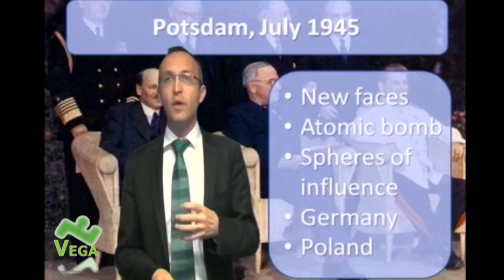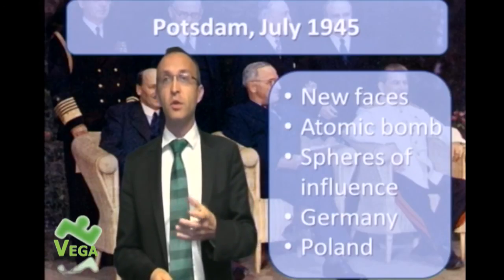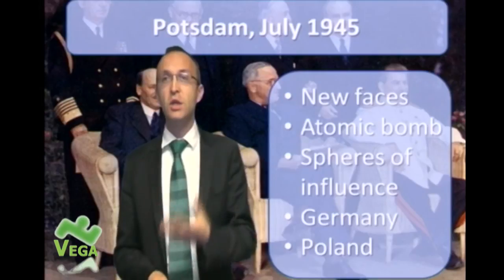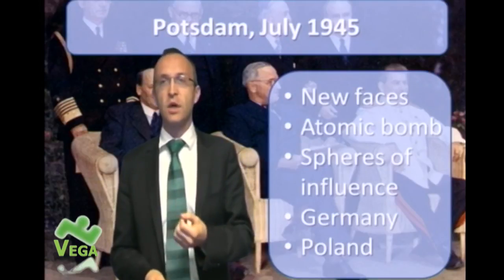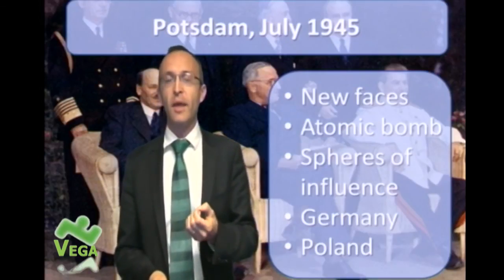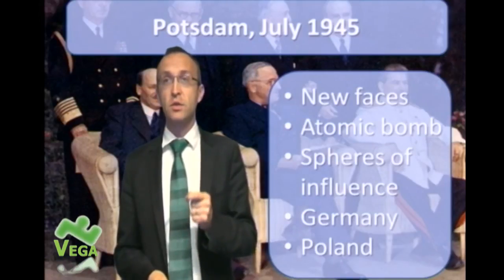And finally, there was a disagreement over the nature of government that should exist in Poland. Remember, the strategically important nation between the USSR and Germany. Truman was not at all keen that Poland should become a communist state and fought back heavily against the idea that the Poles should not be able to elect their own government.